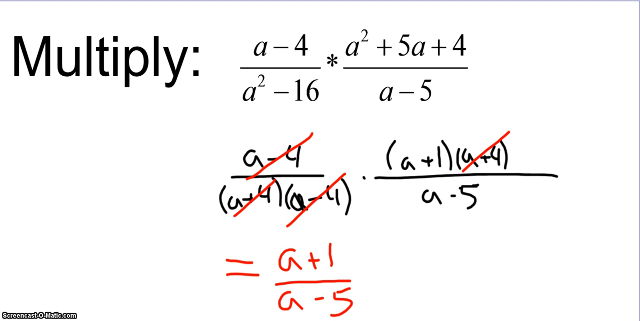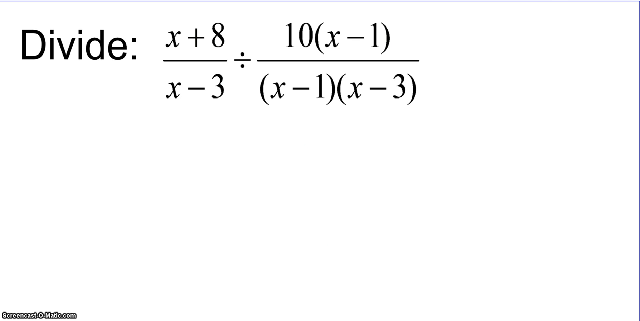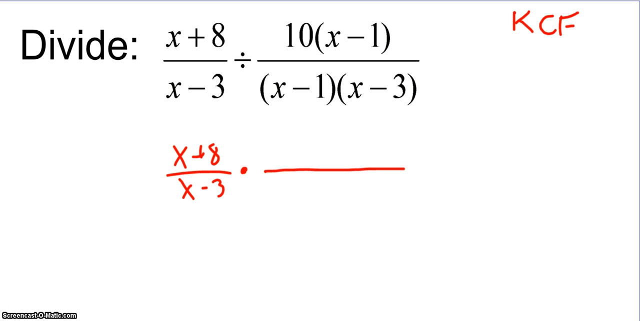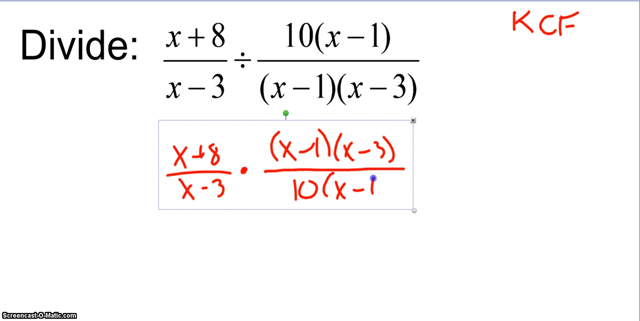Alright, hopefully you are a pro at multiplication by now. Second step is to divide. Same thing, except we do what we call KCF, which is keep, change, flip. So we're going to keep the first one the same. So x plus 8 over x minus 3 stays the same. Change the sign to a multiplication, and then flip your fraction. So this becomes x minus 1 times x minus 3 on top, divided by 10 parentheses x minus 1.